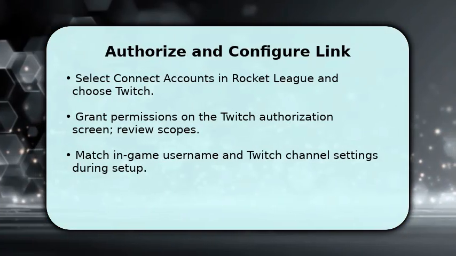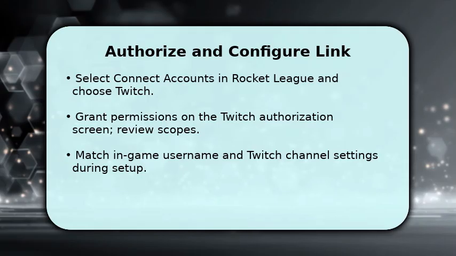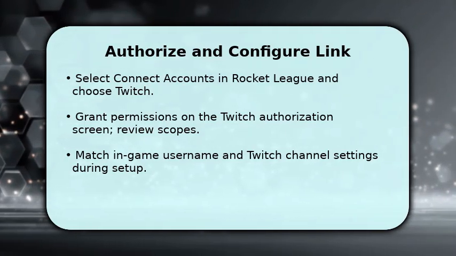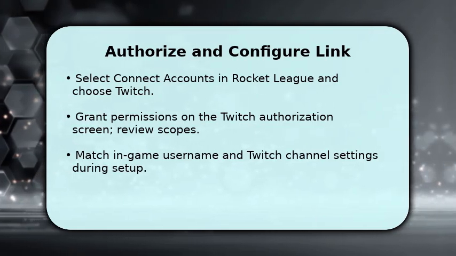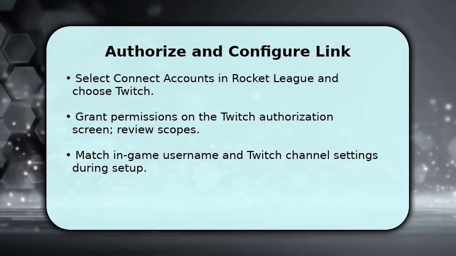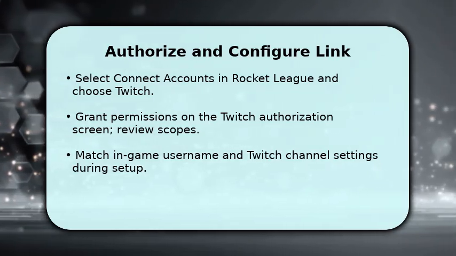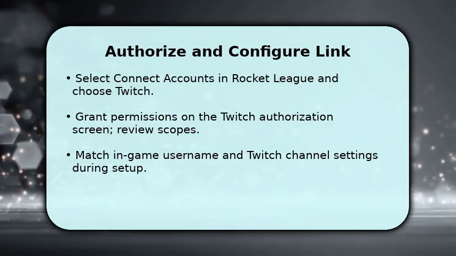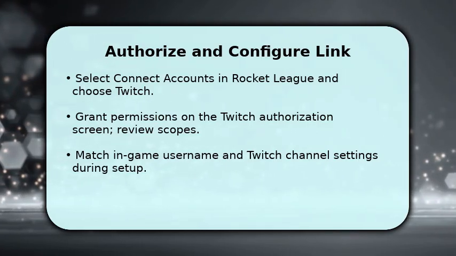Now you'll perform the authorization and configuration steps that actually link accounts. In Rocket League, choose Connect Accounts, then pick Twitch, which opens an authorization window. Read the requested permissions and approve the minimum required scopes to enable drops and streaming features. Make sure the Twitch account shown is the correct channel. If not, sign out and re-authenticate.